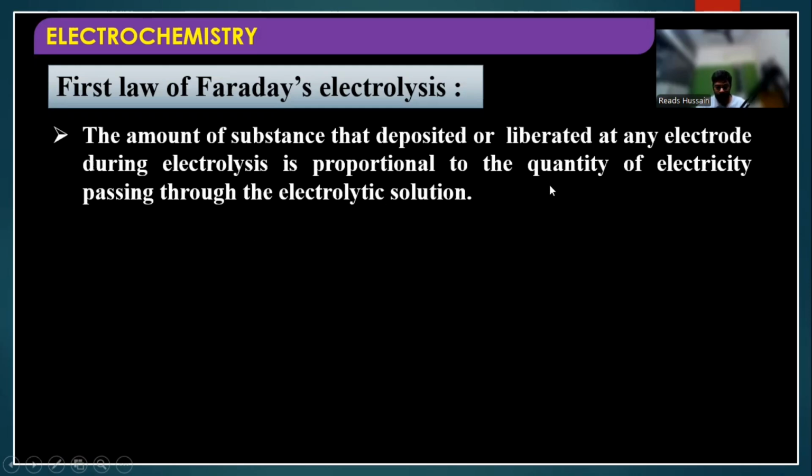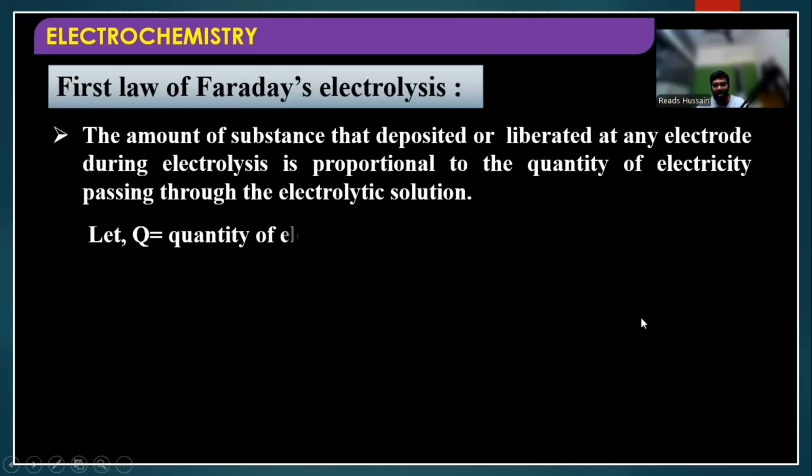That means if we pass less quantity of current, less amount of substance will be deposited. If we pass more quantity of current, more amount of substance will be deposited. That's all, very simple. That's Faraday's first law. The scientific statement will be like this: the amount of substance deposited or liberated at any electrode during electrolysis is proportional to the quantity of electricity passing through the electrolytic solution.